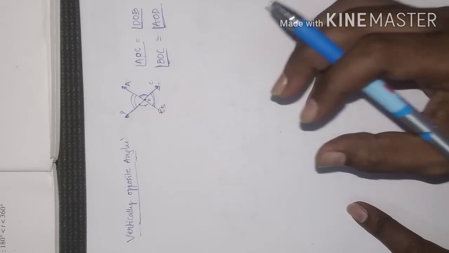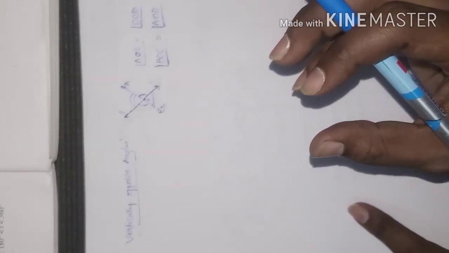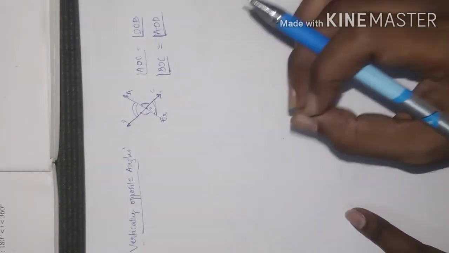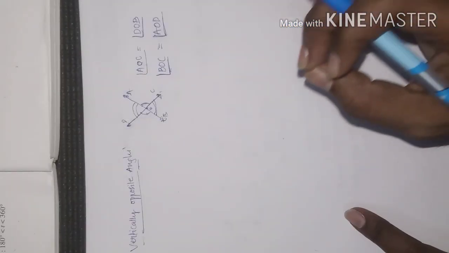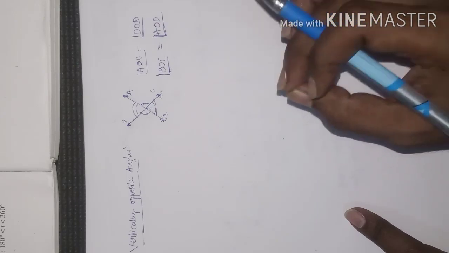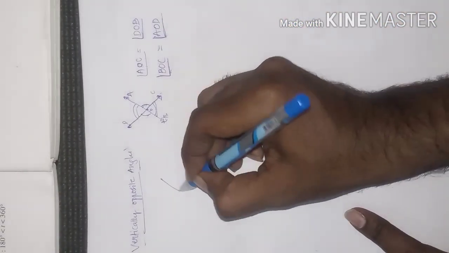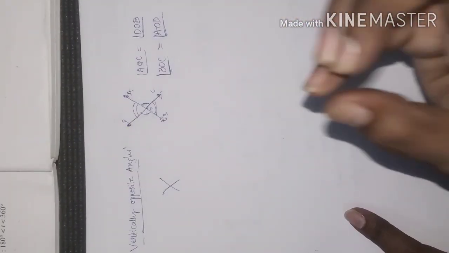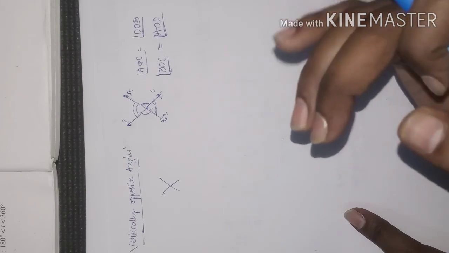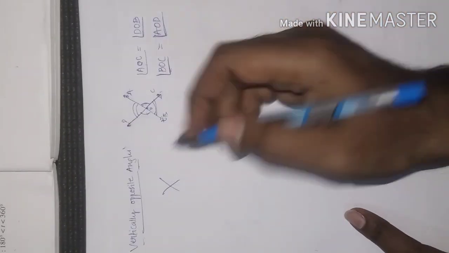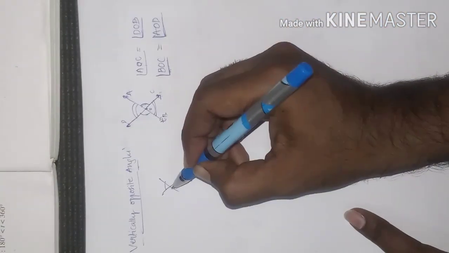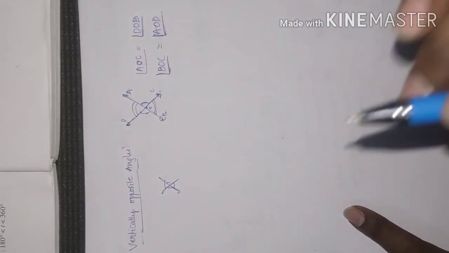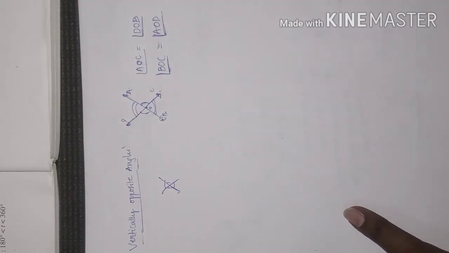I will repeat it once again. Vertically opposite angles are those angles which are formed or obtained when the two lines intersect each other. Just if they intersect each other, vertically opposite angles will be formed, and they are equal. Not only are they formed, they are equal. This angle and this angle are equal, and this angle and this angle are equal. Clear with this? This is about the vertically opposite angle.